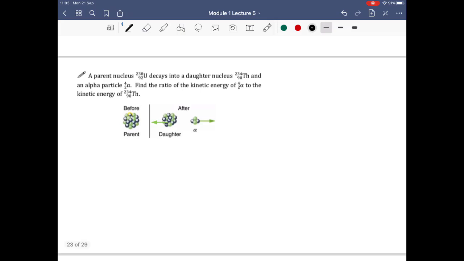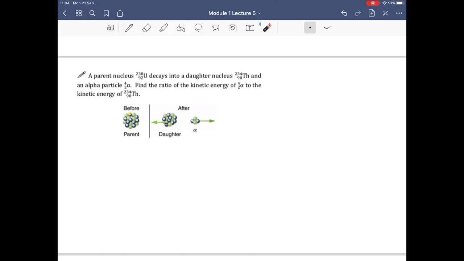Then this is about nuclear reaction. So at the beginning, if you have a big nucleus, and then after that the big nucleus is broken down into a smaller nucleus and alpha particle, okay, what is the ratio of the kinetic energy of this guy to the kinetic energy of this guy? So one thing that you may need to know is that you can think of this as a collision as well, but the reverse collision.